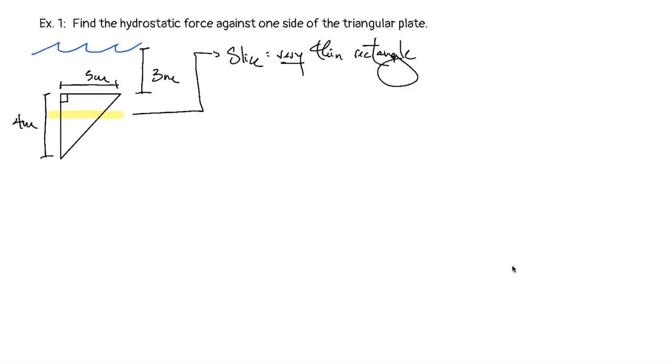Right, it is a very thin rectangle that goes parallel to the surface of the fluid. So it is parallel to the surface of the fluid. Okay, so if we imagine this little rectangle, right? If I'm thinking about X and Y, this thickness of the rectangle, is that represented by X or Y?